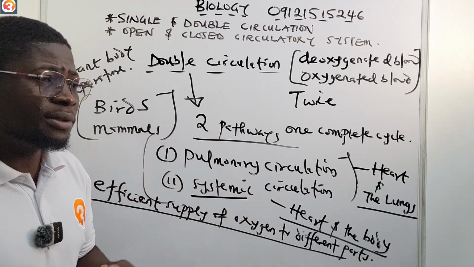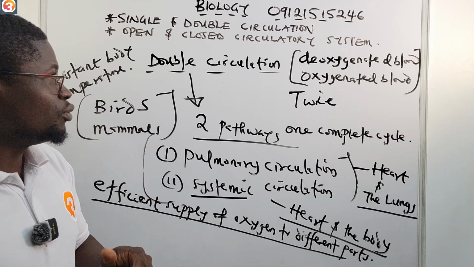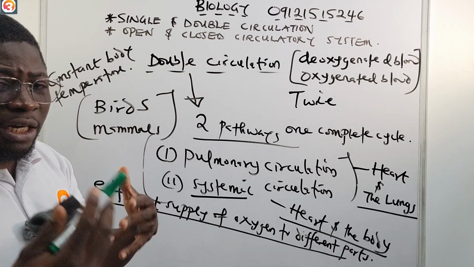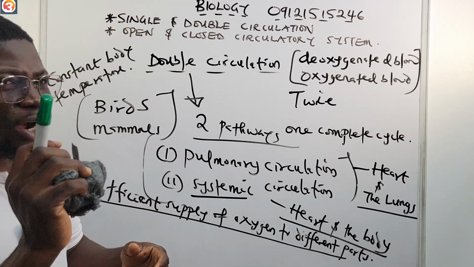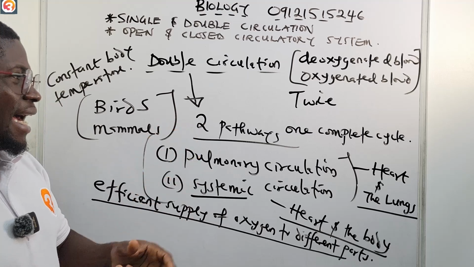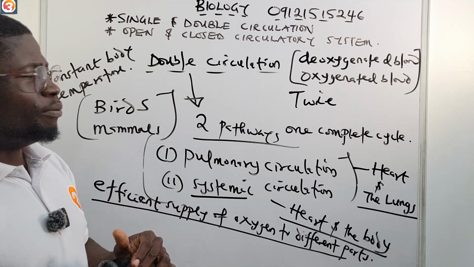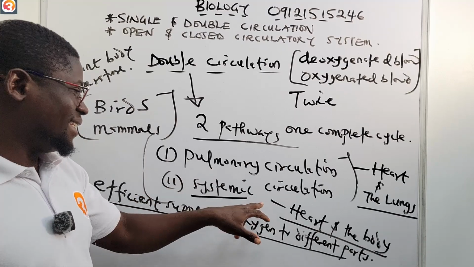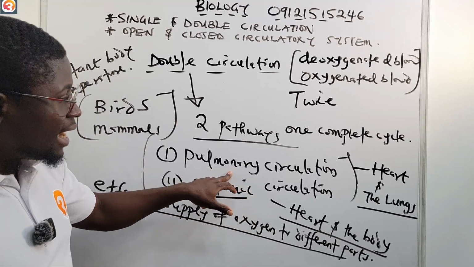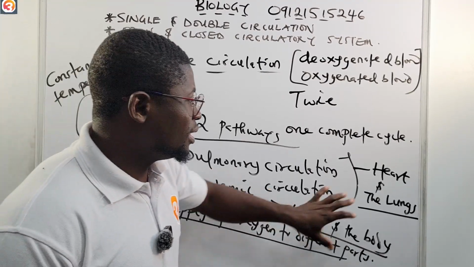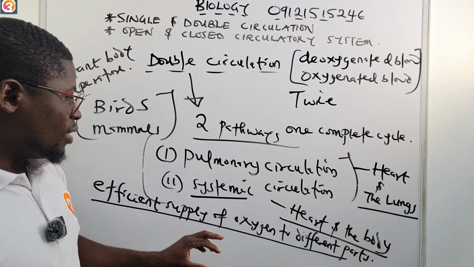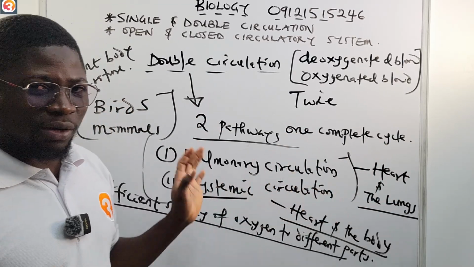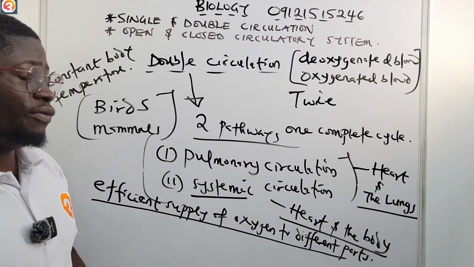What have we learned so far in double circulation? We say blood circulates twice through the heart in one complete circle. That is double circulation. The two pathways in which blood flows are pulmonary circulation and systemic circulation. For pulmonary circulation, only blood flow between the heart and the lungs is considered, while for systemic, it is between the heart and the body. So please take note of all this.